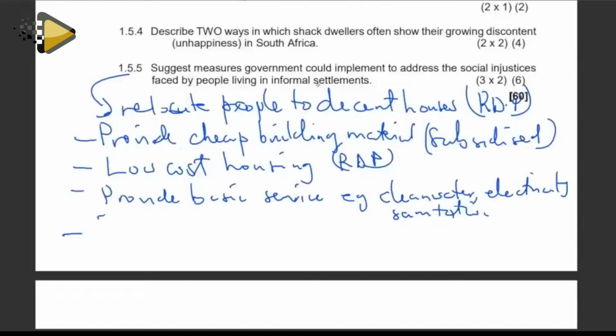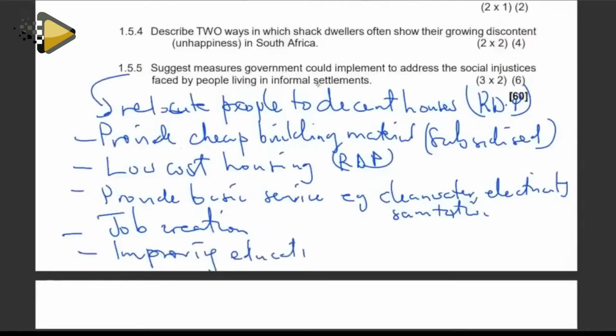And also we can look at job creation. The government must try to create jobs to accommodate those people. And we can also talk of improving the education of the people and upgrading their skills, because some of the major causes is that the people lack skills that are required by employers, and some of them lack education. So they need to access education so that they become employable, and as a result, they can find a gainful way of earning income.